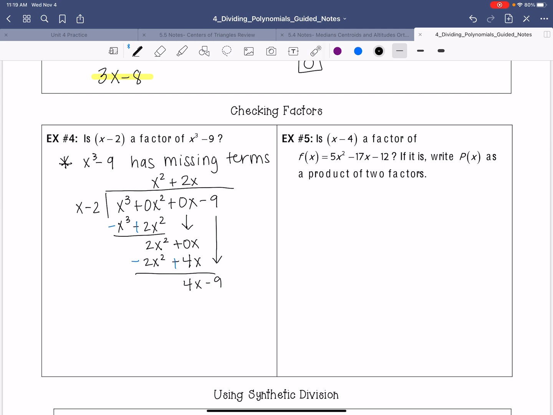Okay, so now I need x to be 4x, so I need a positive 4. Multiply that back, I'm going to get a 4x, and that's going to give me a minus 8. Don't forget to switch your signs, so I'm going to end up with a negative 1. This is my remainder. So is this a factor? No, because the remainder is negative 1. So x minus 2 is not a factor.